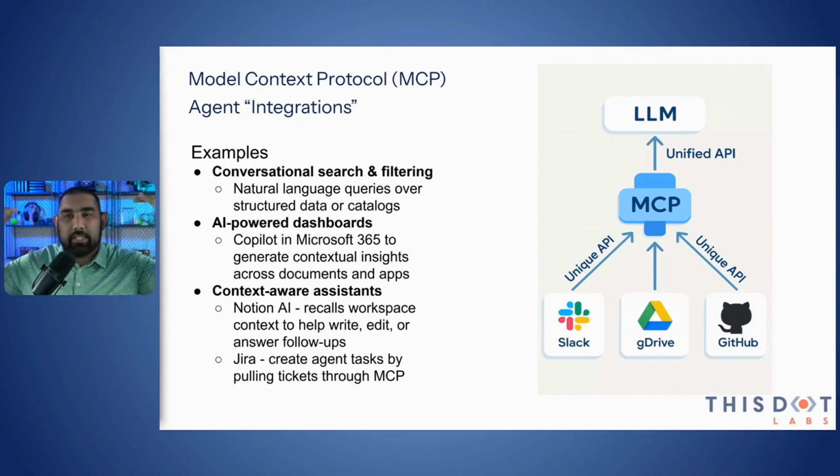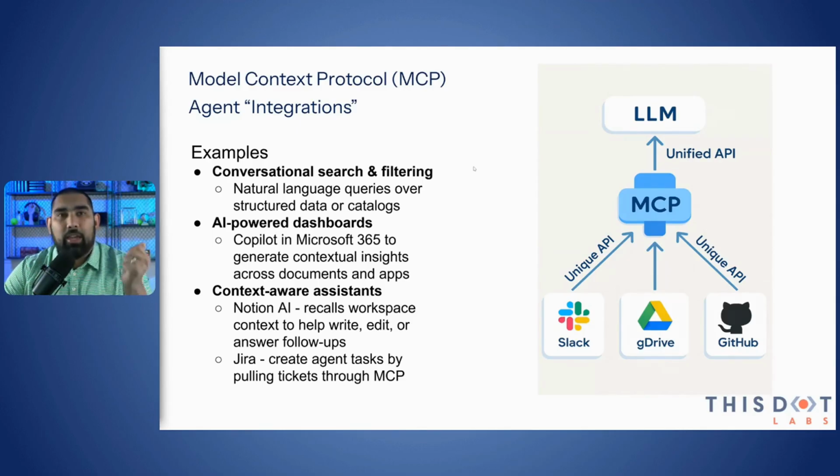It doesn't have anything specific to do with my organization. This is the way that you kind of beat around that. Some examples would be conversational search and filtering, so maybe you're using natural language queries over structured data and catalogs. That's a big deal. AI-powered dashboards, like Copilot in Microsoft 365, generate contextual insights across documents.